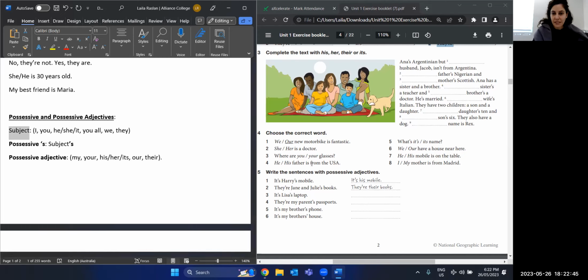So number 4, Mariana. Yeah, not he, because I'm not saying, you know, Bruno, he is from Brazil. I'm saying his father is from the USA. Different sentence. I'm not talking about Bruno. I'm talking about Bruno's father. His father is from the USA. So his, H-I-S. See, easy, right? To know the difference.